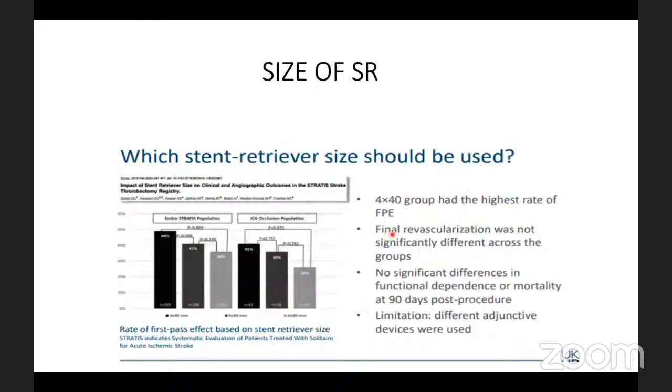The size of the stent retriever depends on the level of occlusion. This study looked at major large vessel occlusion, predominantly M1 occlusion. They saw that the 4 mm size has the highest rate of first pass effect. However, we know the longer the stent retriever, the greater the radial force and the clot entrapment property. But this study shows that the 4 by 40 mm size has the maximum FPE when used in ICA occlusions.